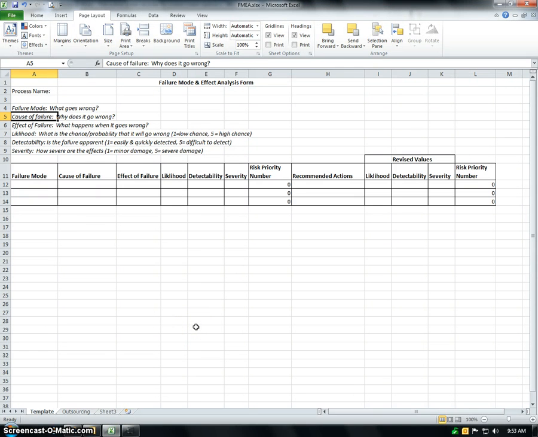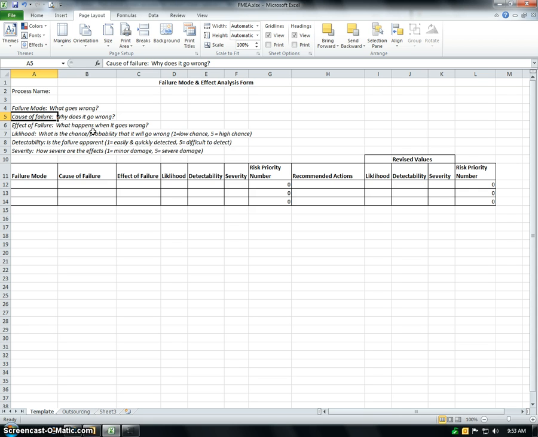Okay, today we're going to talk about a failure mode and effects analysis. I've got a little Excel template here that's going to help us to carry out an FMEA. A lot of times you'll hear the acronym for failure mode and effects analysis, FMEA. All an FMEA is, is a structured and organized way to identify what can go wrong in a process.